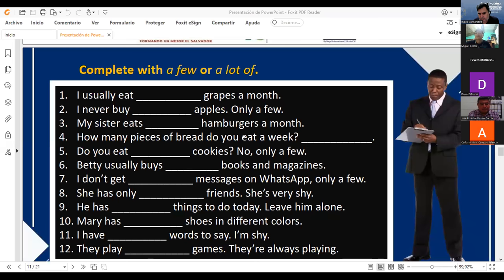¿Pueden ver la pantalla? Yes, sí se ve. Okay.